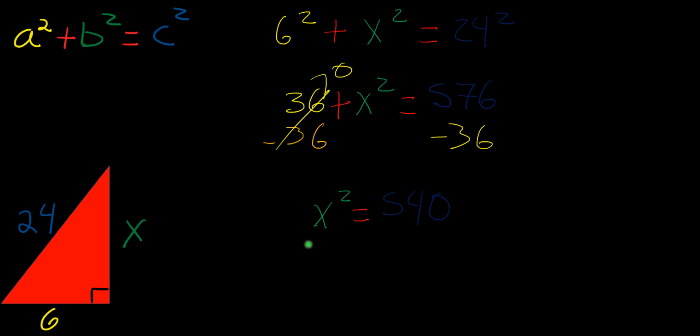Now I have x squared equals 540. So we're almost there. We're not quite done yet because remember, we have to solve for x. We have x squared. So in order to get rid of the squared, we have to do the square root. So we're going to take the square root on both sides. We take the square root of x squared, we just have x equals the square root of 540. It's just going to be 23.24.